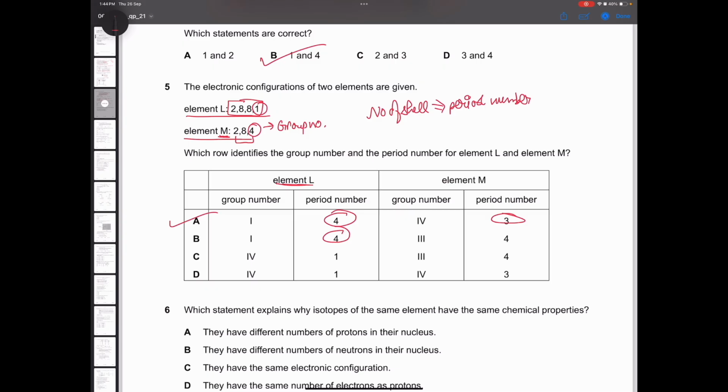Also you can cross check. I told you that the valence electrons represent the group number. So element L has 1 valence electron, meaning it belongs to group 1. It's the same thing here. And element M has 4 valence electrons, so it should be group 4. Same thing here. So option A is the correct one.